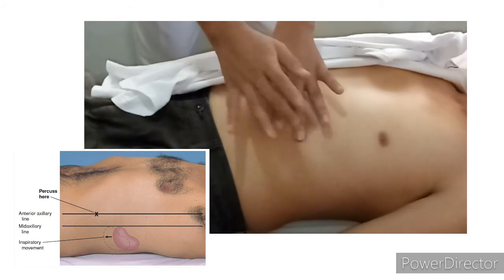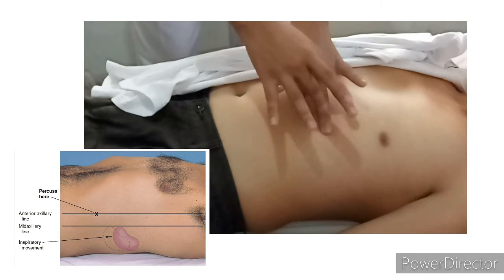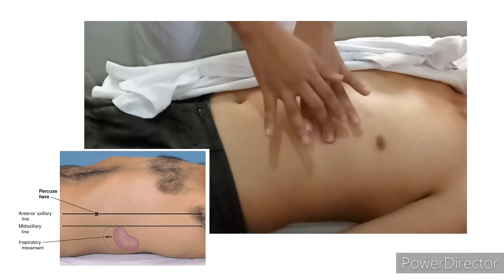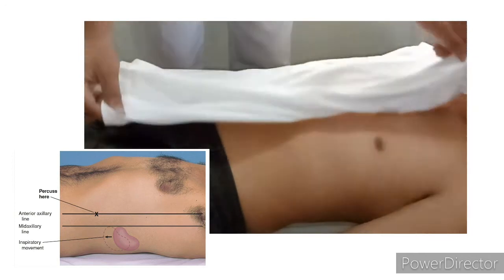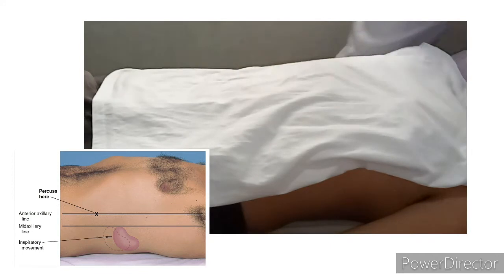Next, check for a splenic percussion sign and percuss the lowest interspace in the left anterior axillary line. This area is usually tympanitic. Ask the patient to breathe deeply and percuss. The percussion note remains tympanitic if spleen size is normal.